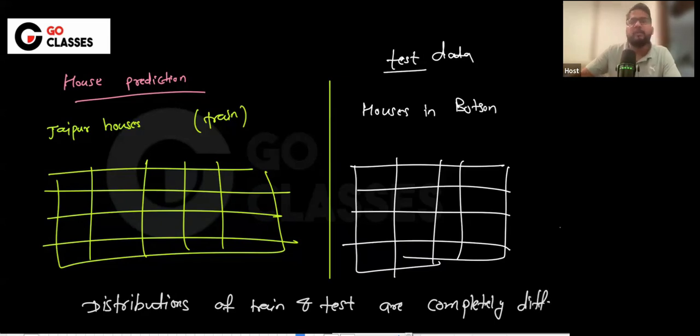Understood? So hence it will not do well in the test, definitely. Also, whenever you collect the data, you need to make sure that both are coming from the same distribution. For example, when I was at Amazon, suppose I'm predicting the sales of some kind of electronics product.